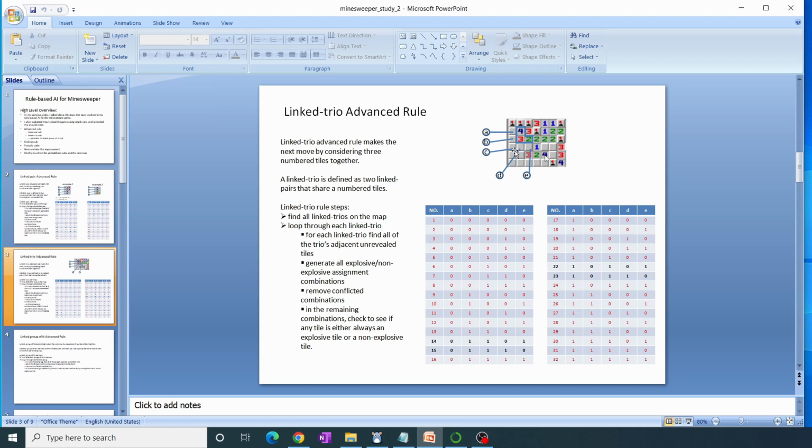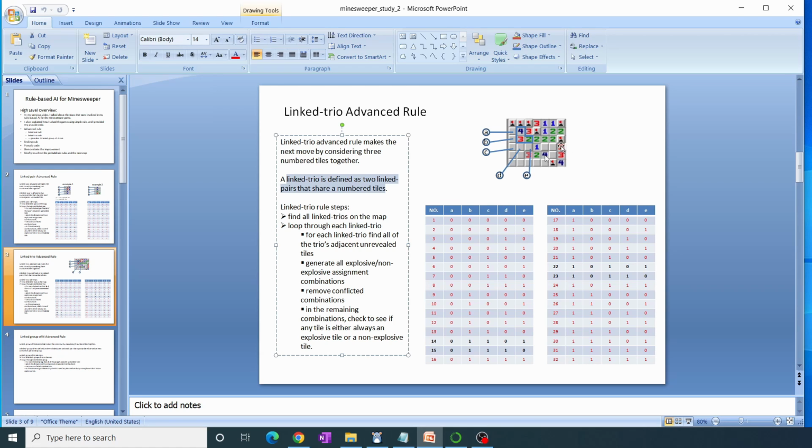Again, we can use the brute force method to generate all combinations, which I have here. There will be a total of 32 combinations. Then we can mark all conflicted combinations red. In the remaining black combinations, tile C is always an explosive tile, and that's how we know that tile C can be solved.